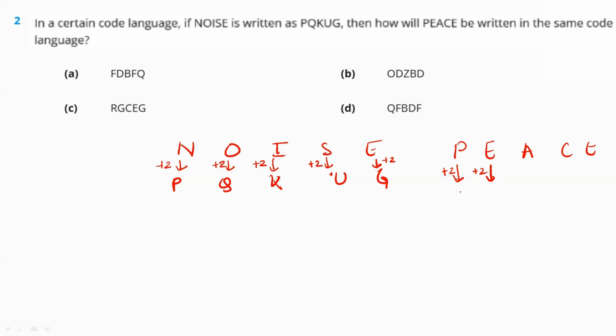So if you jump 2 letters from P, we get R, from E it is G, from A it is C, from C, if you jump 2 letters, it is E, and from E, if you jump 2 letters, you will get G. Okay, so our answer should be, sorry, this is not K, this is R, G, C, E, G, right? So our answer is option C. Okay, we move to the next question.